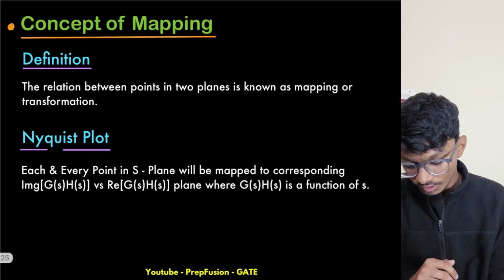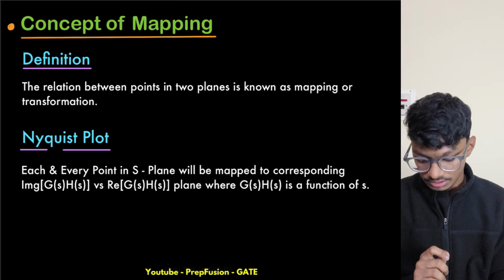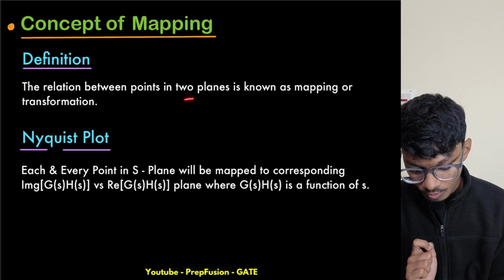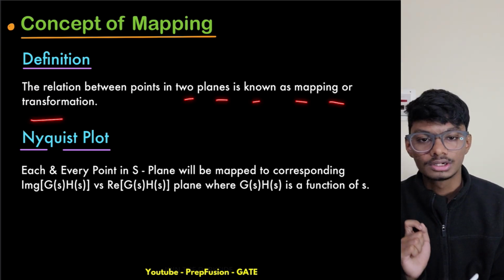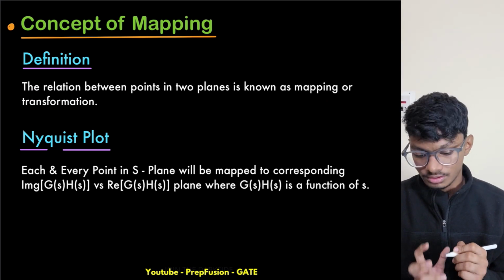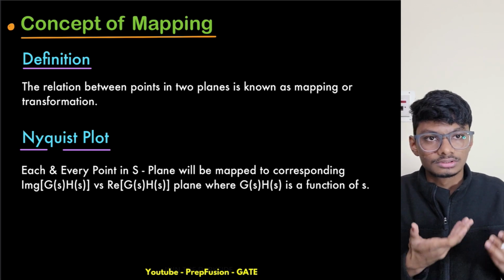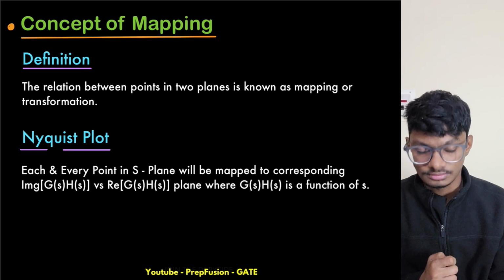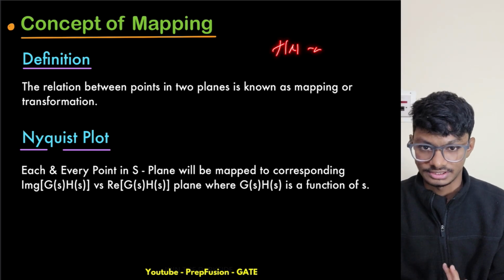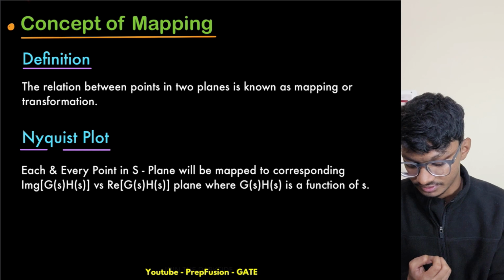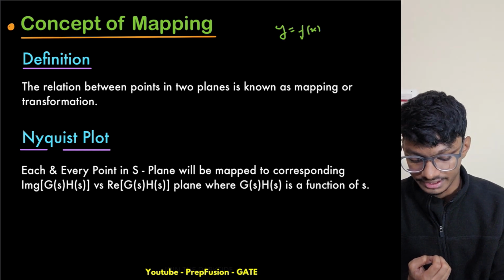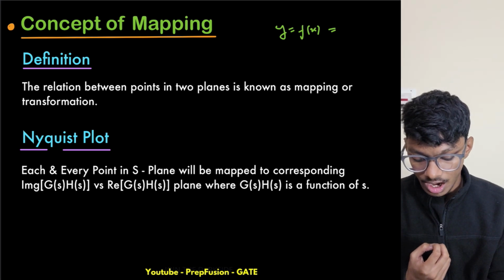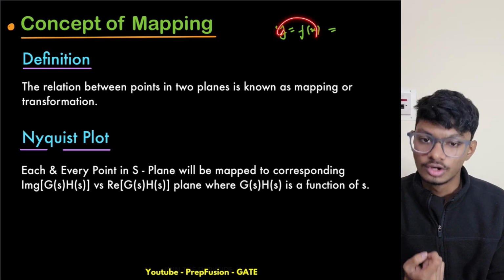So what is the concept of mapping? Let's read the definition. The relation between points in two planes is known as mapping or transformation. What does this mean? Since childhood we have studied functions. I can write f of x as a function of x, like y equals f of x. So we are mapping our variable x into y.